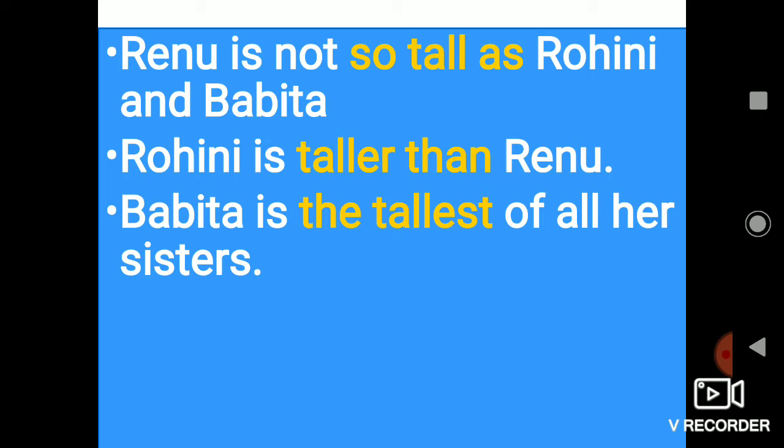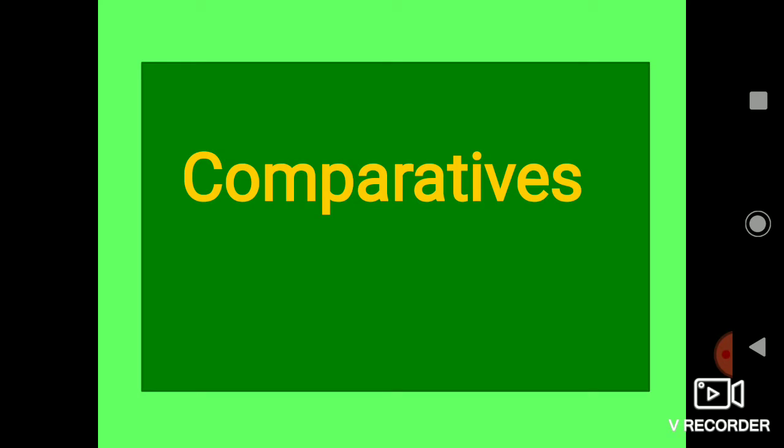You can see Renu is not so tall as Rohini and Babita. Rohini is taller than Renu. Babita is the tallest of all her sisters. Okay, so in these sentences, one thing is common, that all nouns are being compared, right? So yes, our today's topic is comparatives.